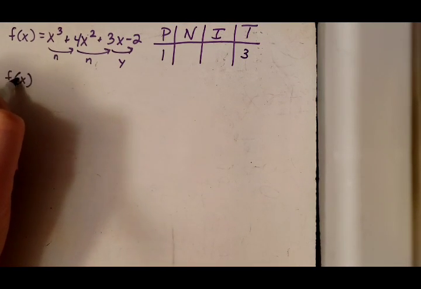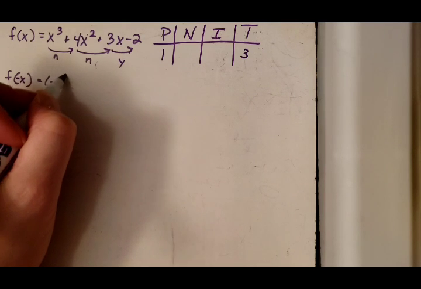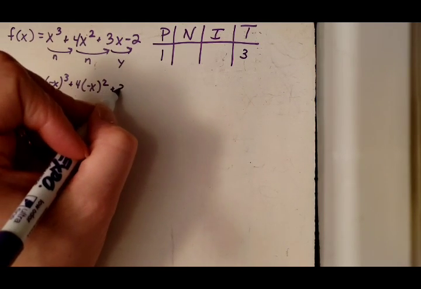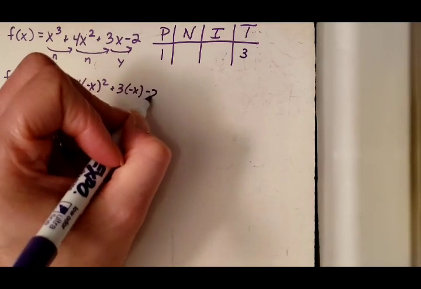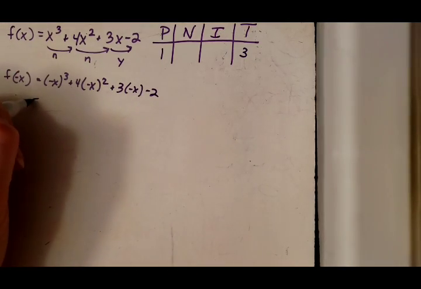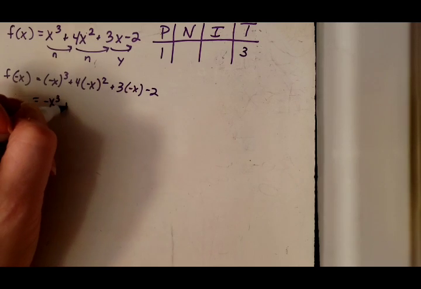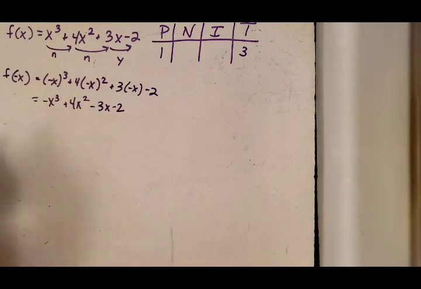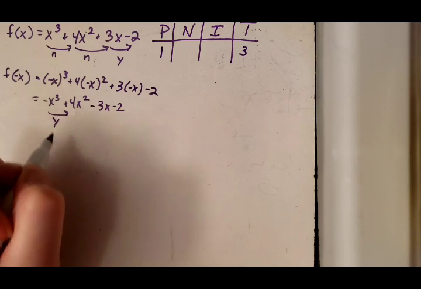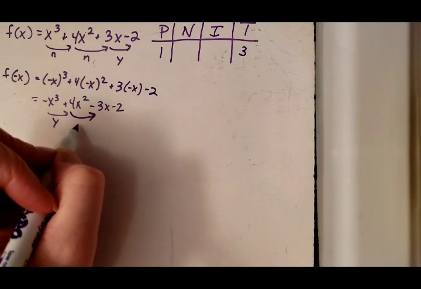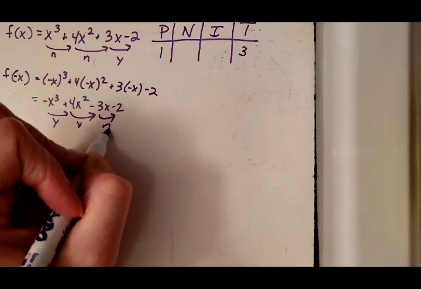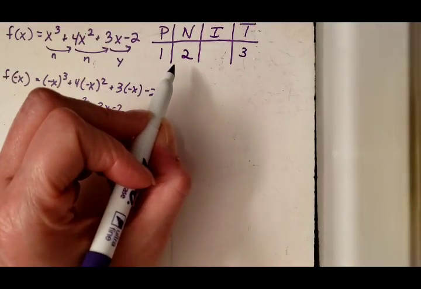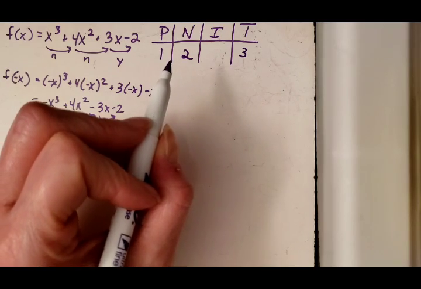Let's see what we have for negatives. So f(−x) = (−x)³ + 4(−x)² + 3(−x) − 2. We clean that up: we've got −x³ + 4x² − 3x − 2. First to second term, there's a change. Second to third, there's a change. Third to fourth, nope.